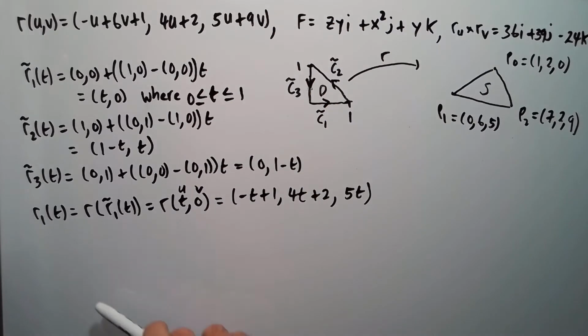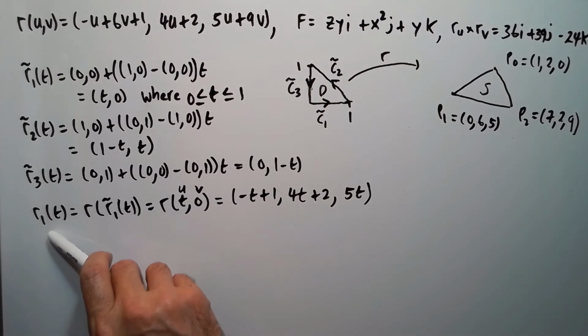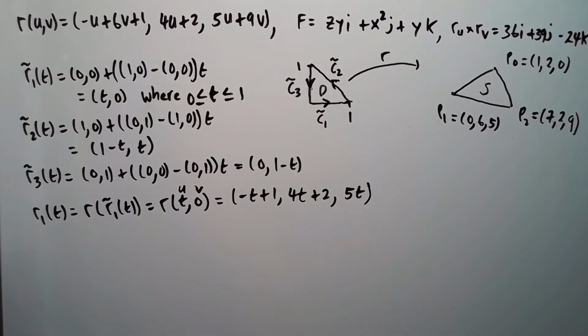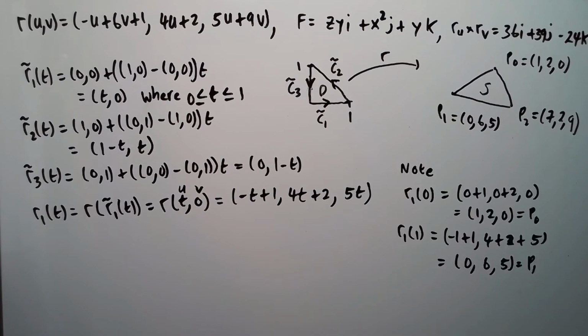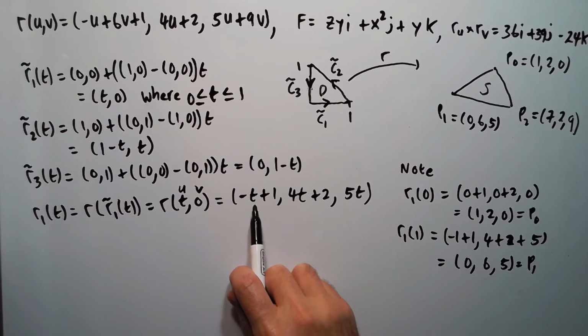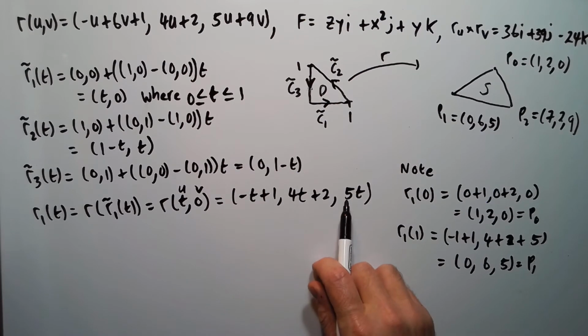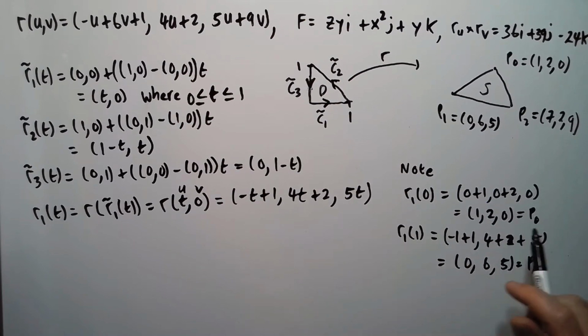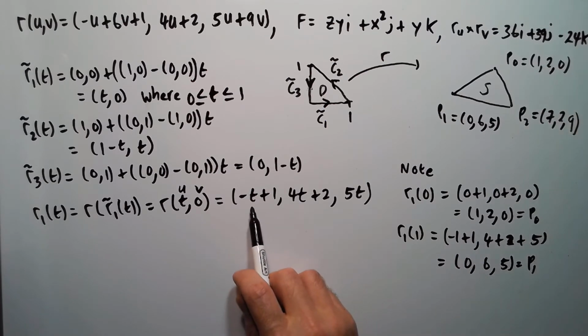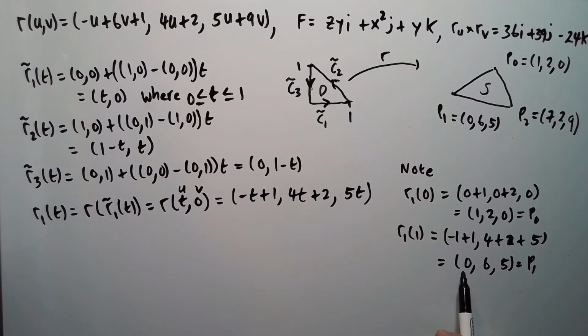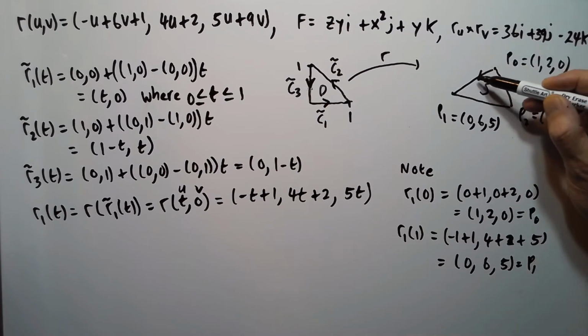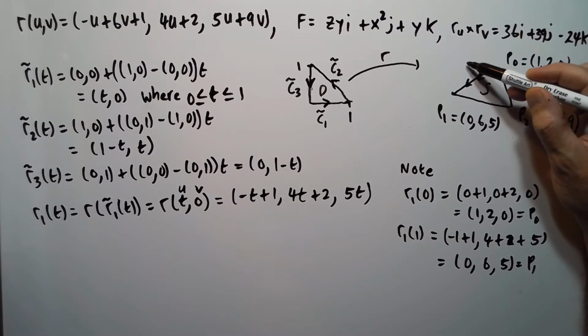So let's figure out where we're at at time 0 and at time 1. So now when I put 0 in place of t here, here, and here, it'll become (1, 2, 0), which is my P0 point. And when I put 1 in place of t here, here, and here, it becomes (0, 6, 5). So it looks like it's going like this. I'm going to call that C1.